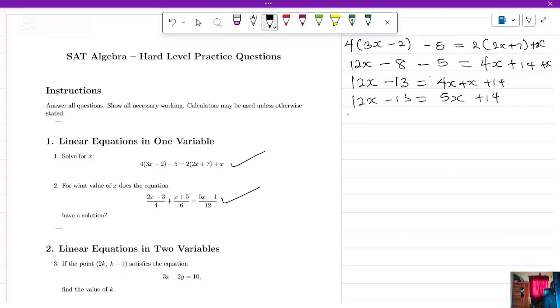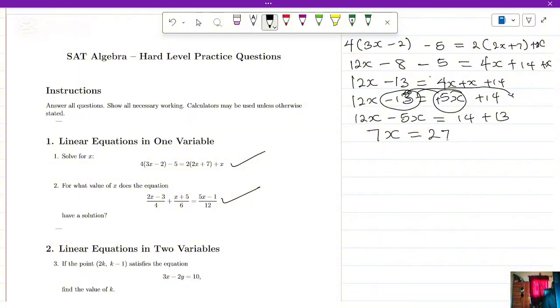Now remember that we want to collect like terms here. So 12x, this is having its own plus. So if it crosses to the other side, it turns to what? Minus 5x equal to 14 plus 13. Remember that this is minus 13. So if it crosses as well to this side, it will be what? Plus 13. So that will be 12 minus 5, that is 7x, equal to, if you look at this, you have 27. So you divide both sides by 7.